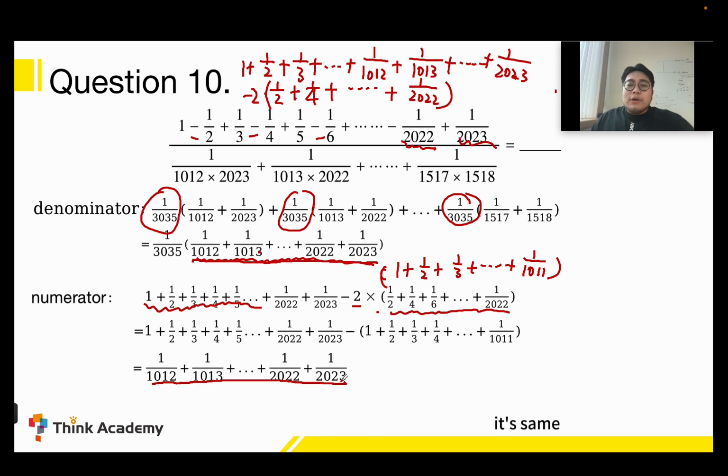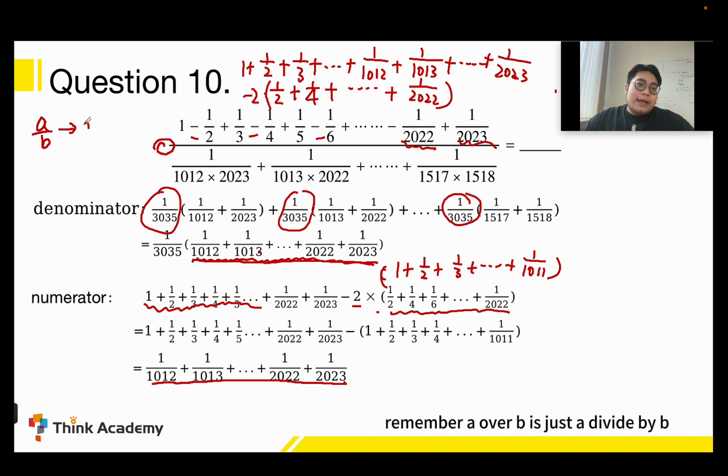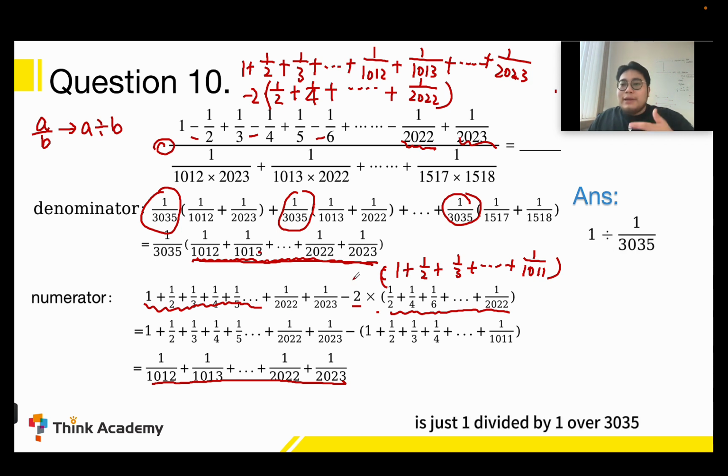They are the same. Remember, we are doing a fraction. Fraction means division. Remember, A over B is just A divided by B. So this one cancels, this one also cancels. It's just 1 divided by 1 over 3035. Remember, dividing by a fraction is just multiplying by the flip. You need to flip the denominator and numerator. So the answer will become just 3035.